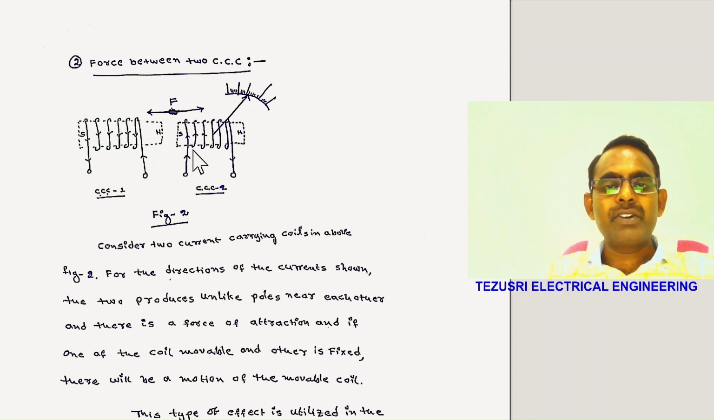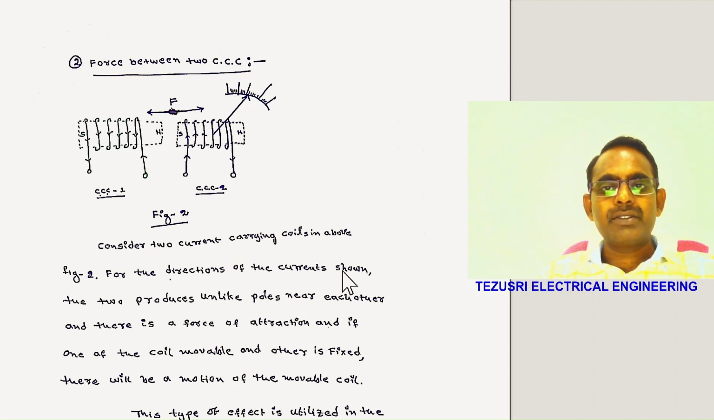Then the force is produced between the two coils and one of them is movable. This movement is according to the force of attraction. A scale is moved according to the measured quantity. This effect is utilized in electrodynamometer type wattmeters. Once again, consider two current carrying conductors like this.